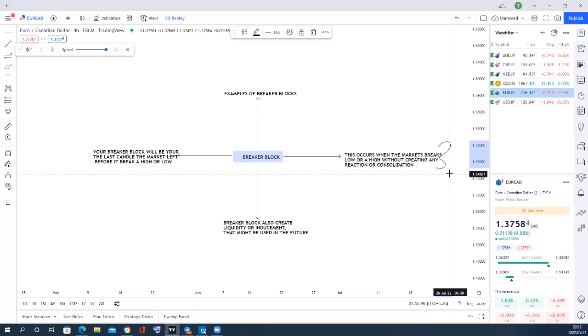So it's always important to know that breaker blocks are tradable, but sometimes it's more about understanding them for the sake of understanding them. The overall point is that sometimes when you see an inducement, you'll know that there was a possible breaker block, or liquidity, at a certain level. And sometimes breaker blocks are also quality to trade.